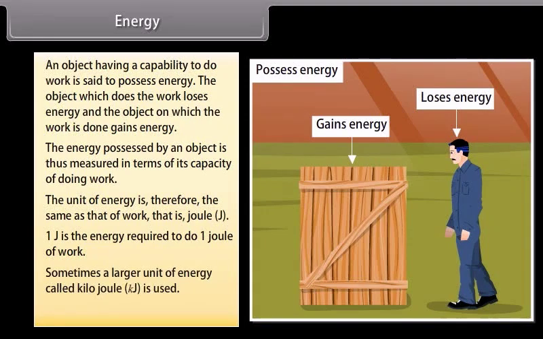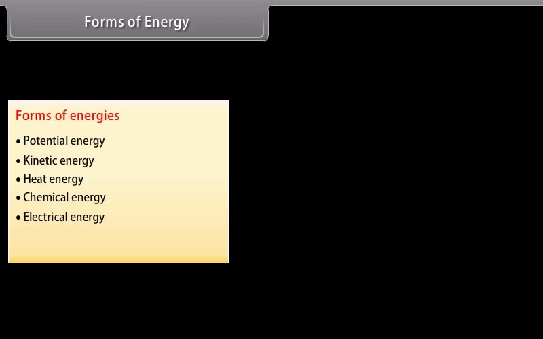Sometimes a larger unit of energy called kilojoule is used. 1 kilojoule equals 1000 joules. Forms of energy. There are many different forms of energies. These various forms include potential energy, kinetic energy, heat energy, chemical energy, electrical energy, and light energy.